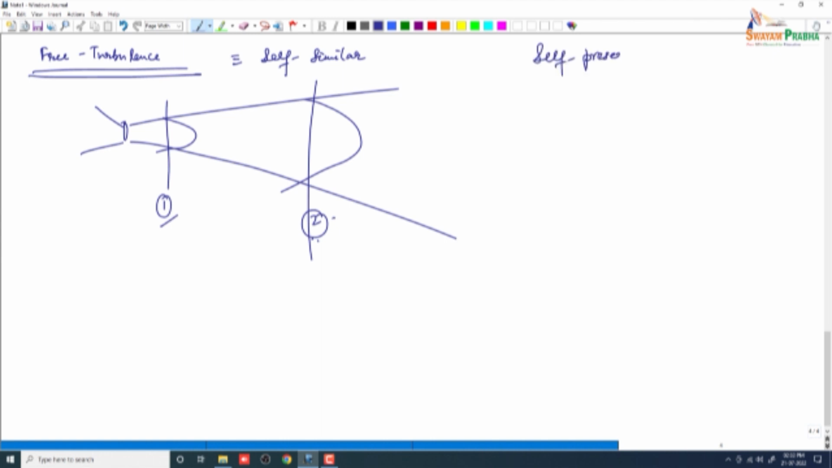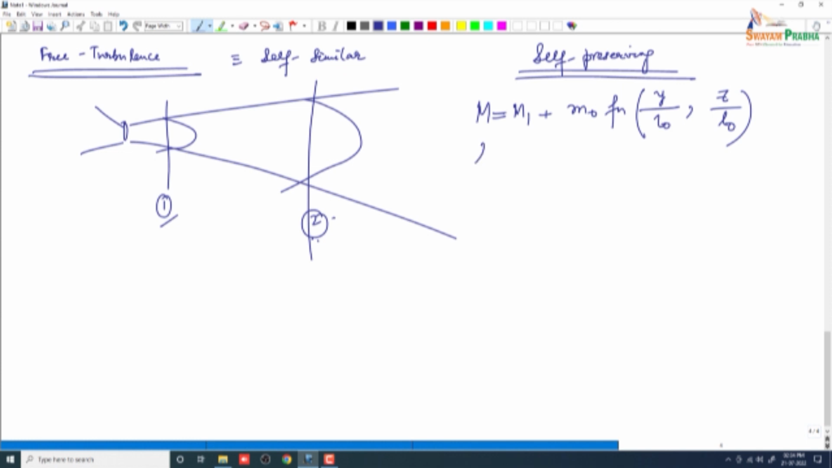So now, self-preserving. If a flow has to be self-preserving, I'm going to write this down in a mathematical sense. Now, M basically represents the mean value quantity, and it should take this form. So M is equal to M1 plus M naught, function of Y by L naught and Z by L naught.